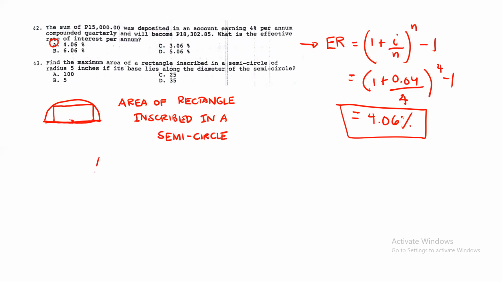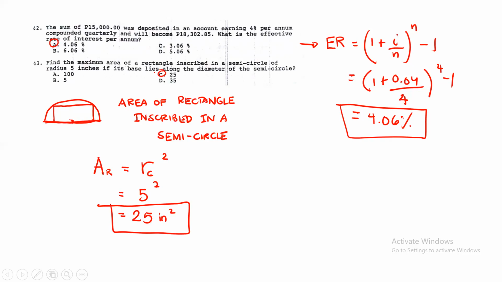So, formula natin diyan, area ng rectangle is equal to radius ng circle squared. So, ilan yung radius ng circle na given? So, 5 inches. So, 5 inches squared is equal to 25. So, 25 inches squared. So, yan yung sagot kaagad, guys. So, shortcut formula natin yan.